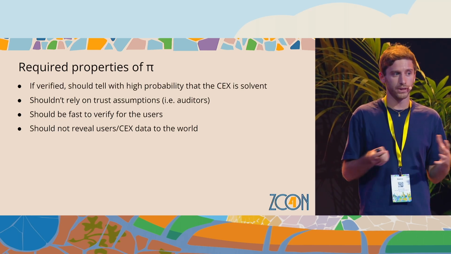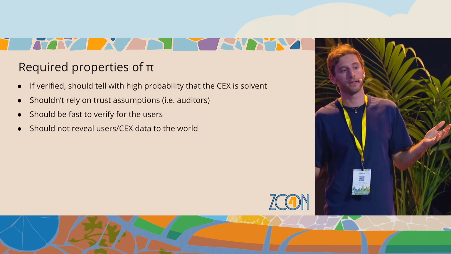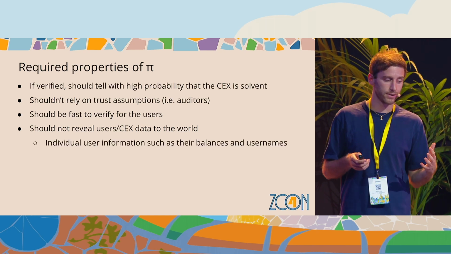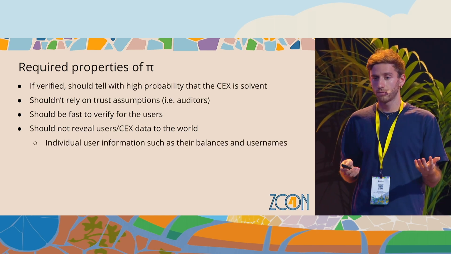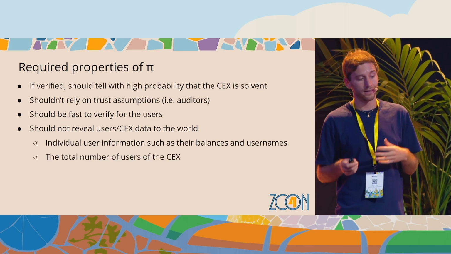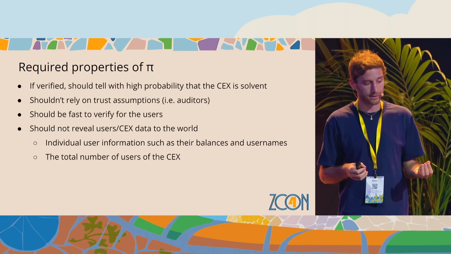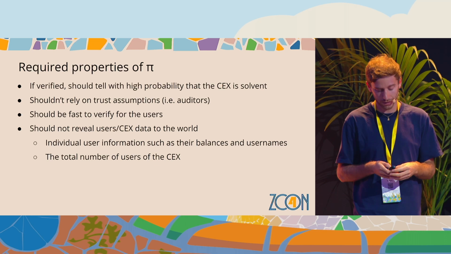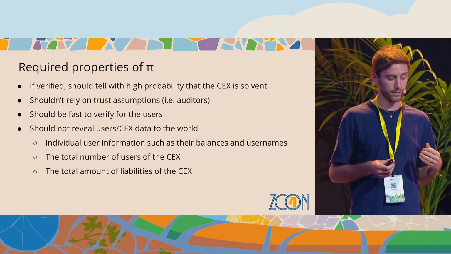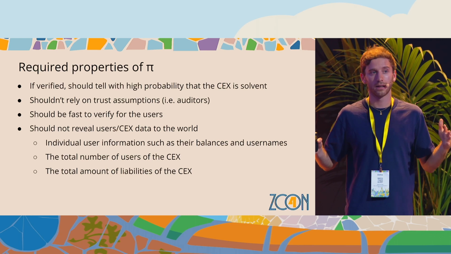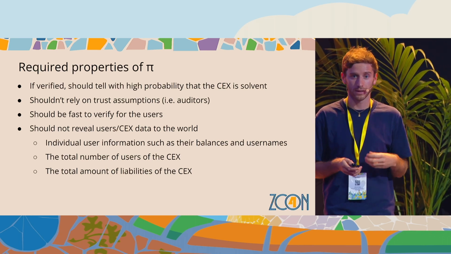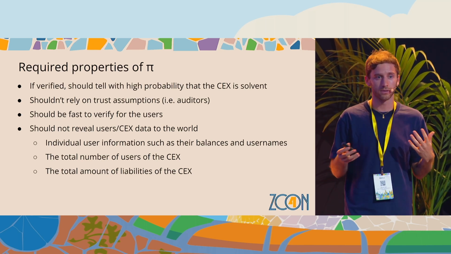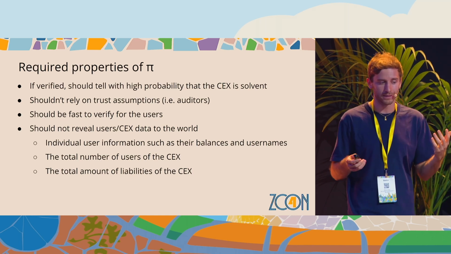So a naive approach would be just to open source the database of the exchange, but of course, an exchange will never do that. So the data that we want to hide, for example, are the individual user information, their username, their balances, the number of users of the centralized exchange. This is sensitive information for the exchange itself, as, let's say, business intelligence information, and also the amount of liability of the centralized exchange. So the total aggregated amount of deposits of the users is also something that the exchange won't like to reveal to the public, because it can say a lot about how they are doing, basically.